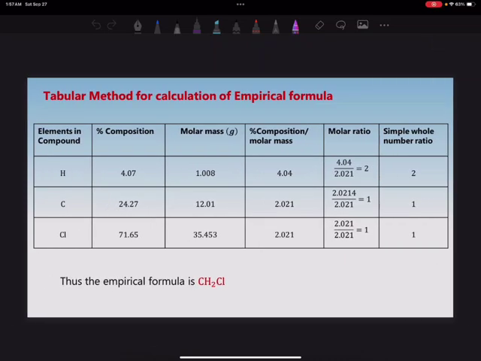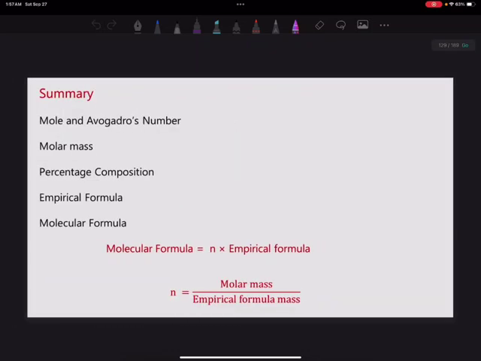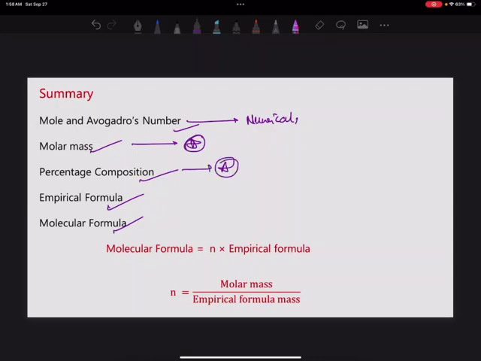This is a particular tabular method for calculation of the empirical formula. I just want you to screenshot and go through it and let me know if you get anything from this tabular form. So the summary for today's lecture is the Avogadro's number, then the molar mass, the percentage composition, the empirical formula and the molecular formula. Most important numericals can be asked from mole concept, molar mass, percentage composition and empirical formula.